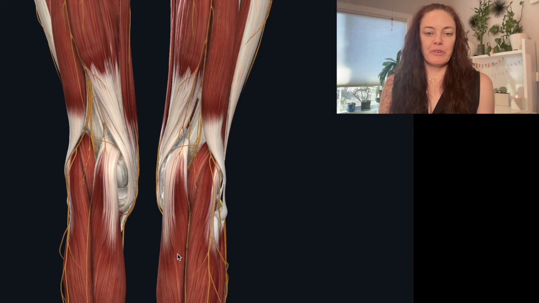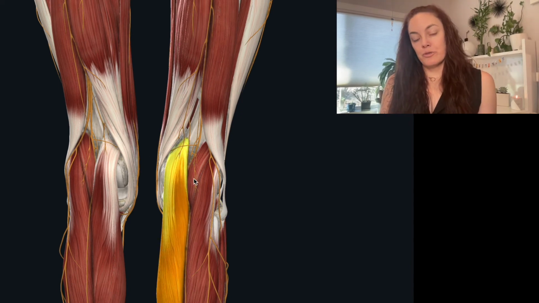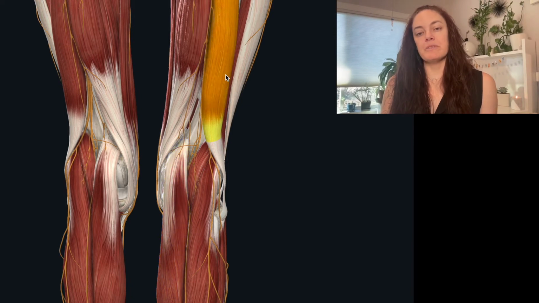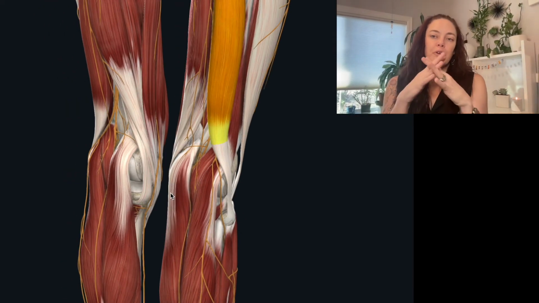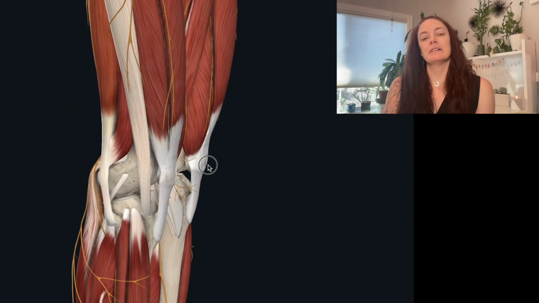And then our calf muscles in the back become really important. You have your gastrocnemius, which crosses the knee joint in the back. And then your hamstrings come down and across the back of the knee joint. So both of those become really important in stability.